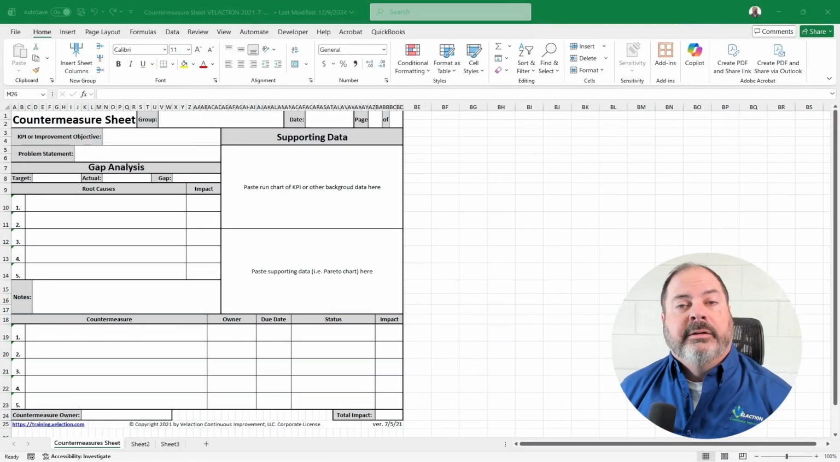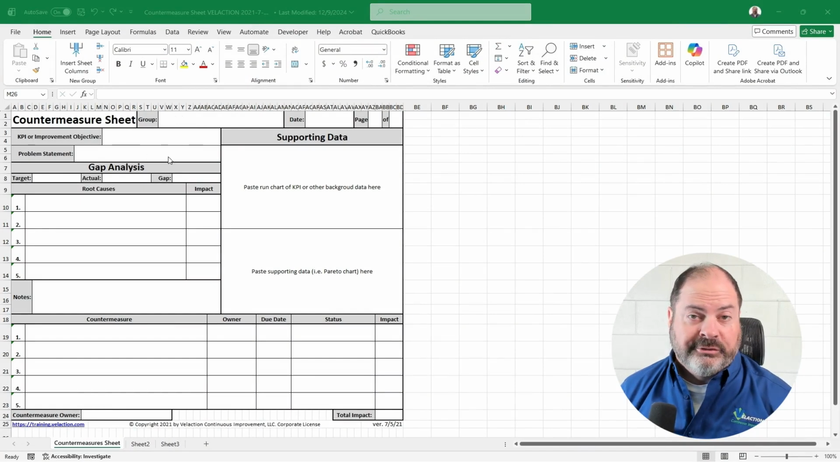But the gist of it is that you put down the header information. You always make sure you fill out your header in any form. The group is the department or the team or whatever you want to have. The date, make sure you put the date down when you start it. Page 1 of whatever. You may have additional pages if you have more root causes and more countermeasures that you're doing. Generally, it's going to be done on one page. You can be focused on it.